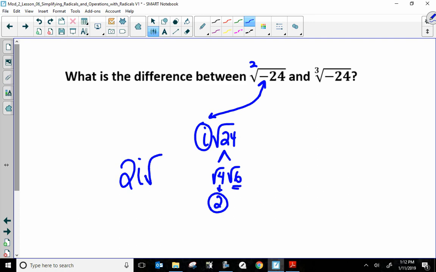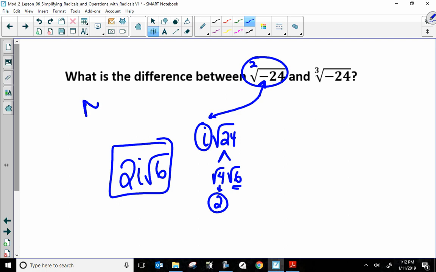radical 6. So you notice it's imaginary. But if they ask you for any real solutions, if you have a negative underneath a square root, there are no real solutions. There are only imaginary solutions, okay?